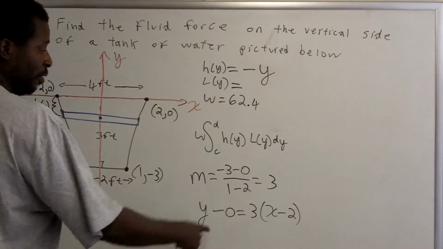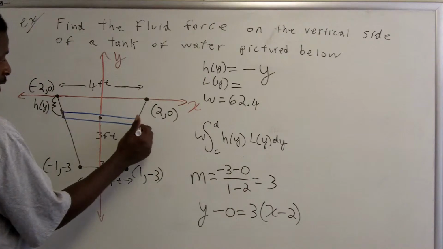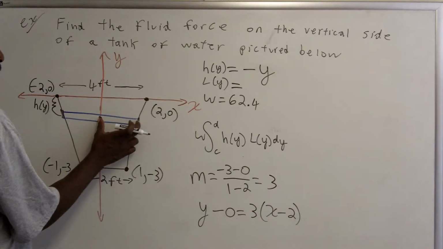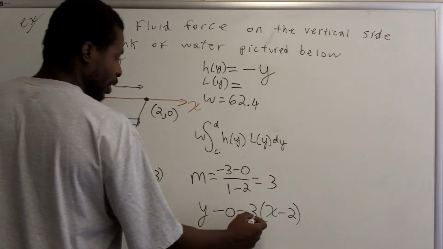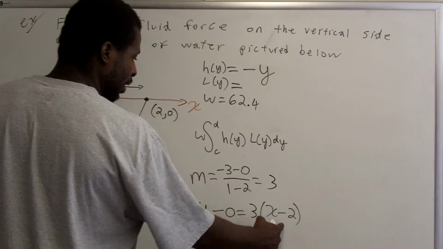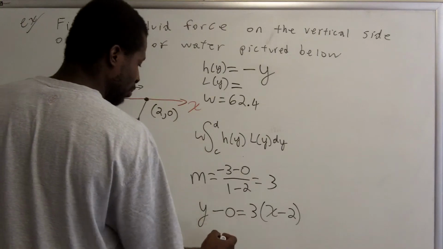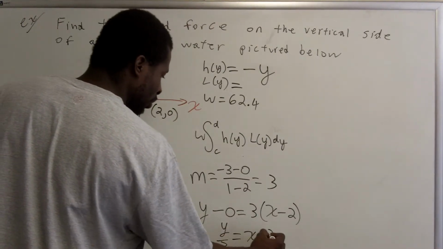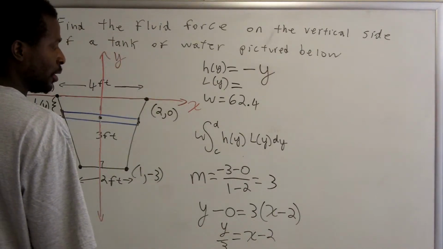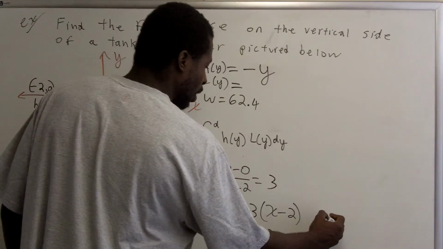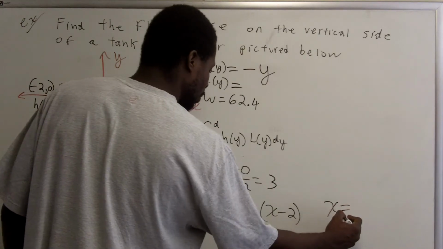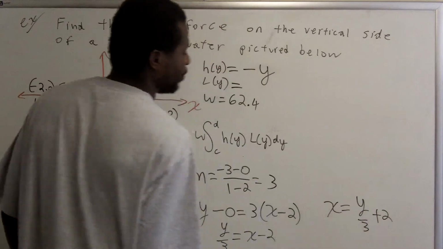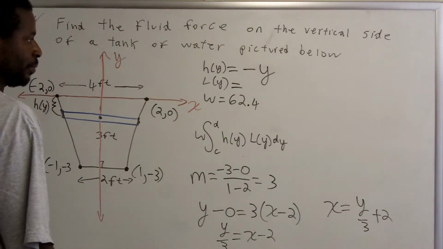And then solving this equation for x, because what I need is the x value of that point. That would be that distance right there. If I divide both sides by 3, I get y over 3 is equal to x minus 2. And I add 2 to both sides. So I get x is equal to y over 3 plus 2. So I have that equation.